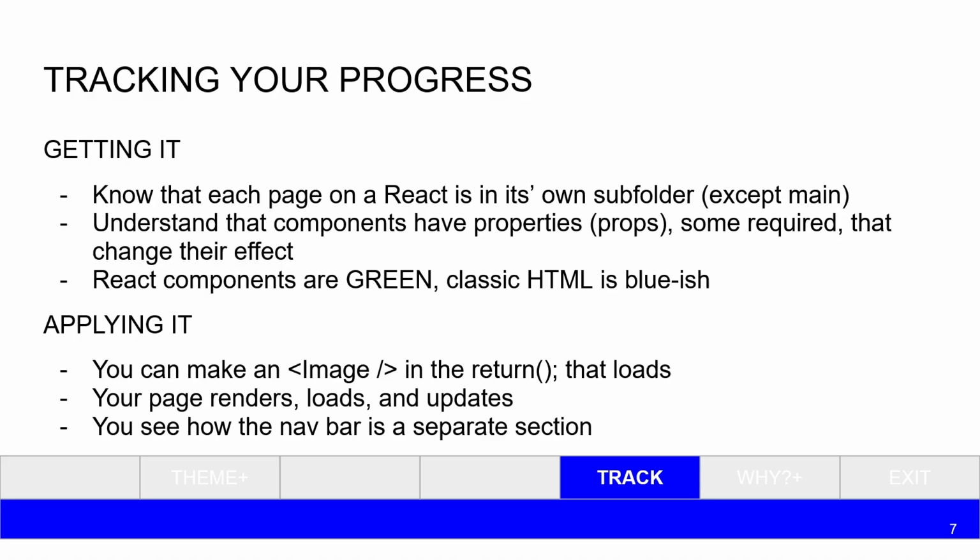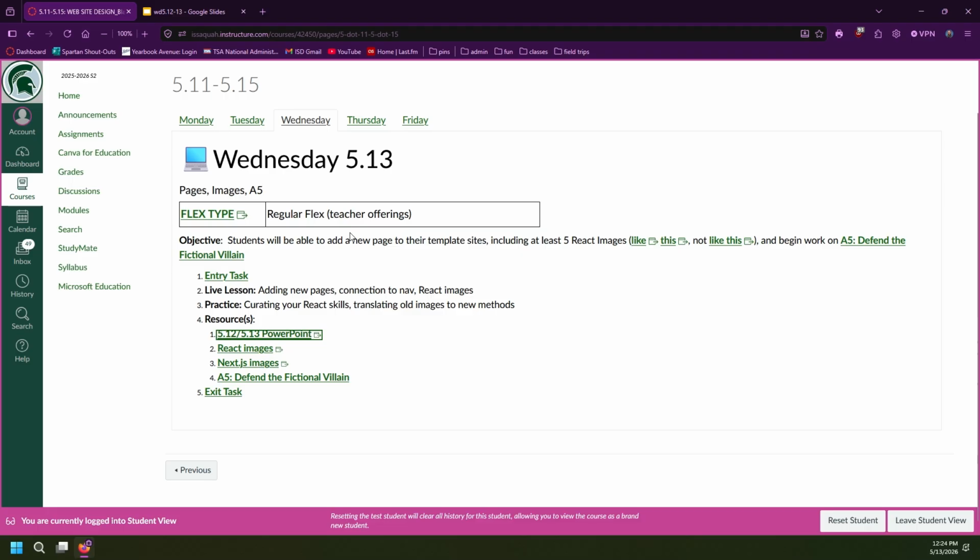Okay? So if you go to your Canvas homepage, we look at Wednesday. Let me close this other one right here. We're going to ignore new page for now, and you'll have at least 5 React images. That begins to work for assignment number 5, defend the fictional villain. You're going to find in resources right underneath the PowerPoint some tutorials and some guides on how to create images with the React framework and the Next framework. But I'm going to show you how to do that right now.